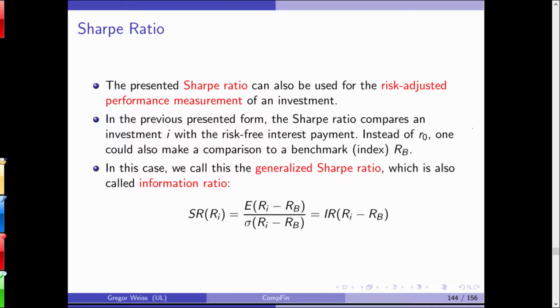The Sharpe ratio can be used in risk-adjusted performance measurement. Why? Because it can be interpreted as mean excess return compared to the risk-free rate divided by risk. So it's actually the market price of risk. We can also use a generalized Sharpe ratio, which is also called the information ratio. This is the excess mean return divided by the volatility of the difference between the return RI and the benchmark.